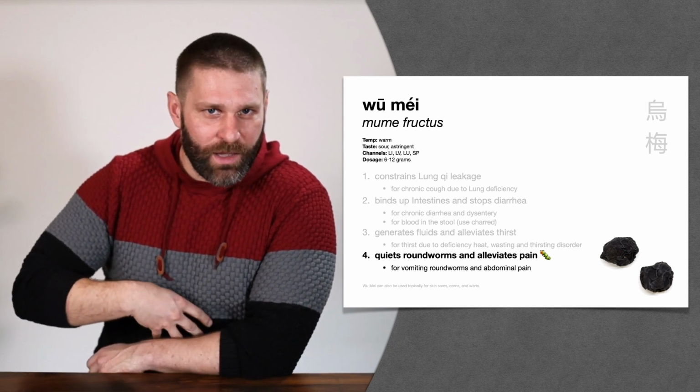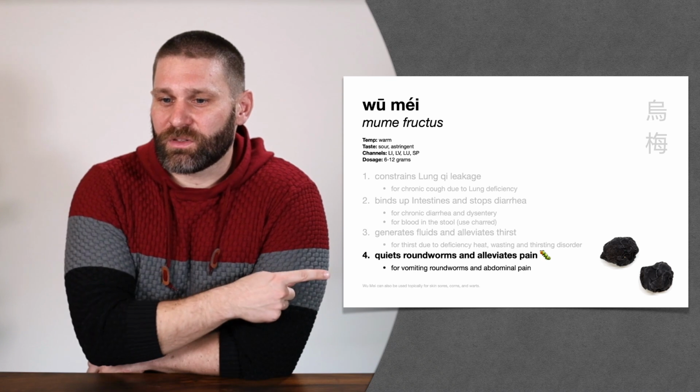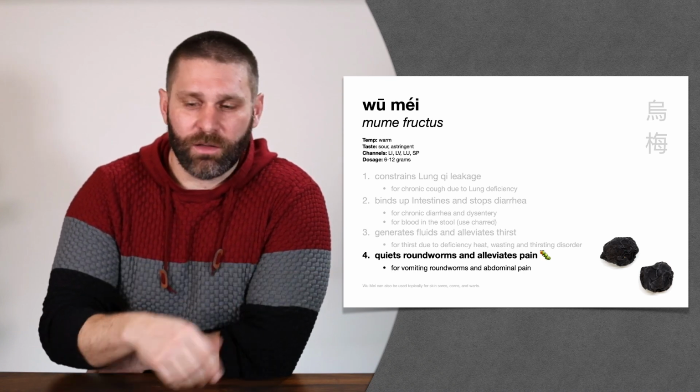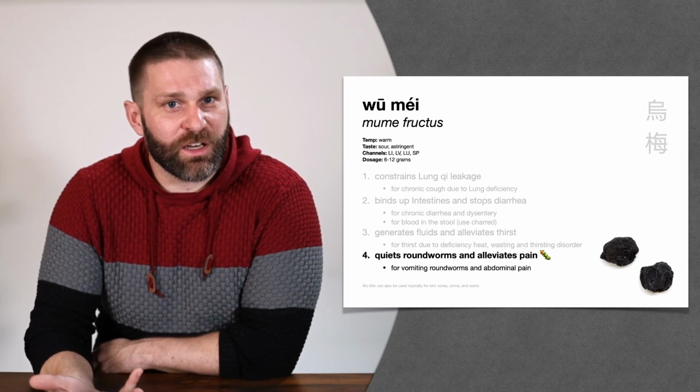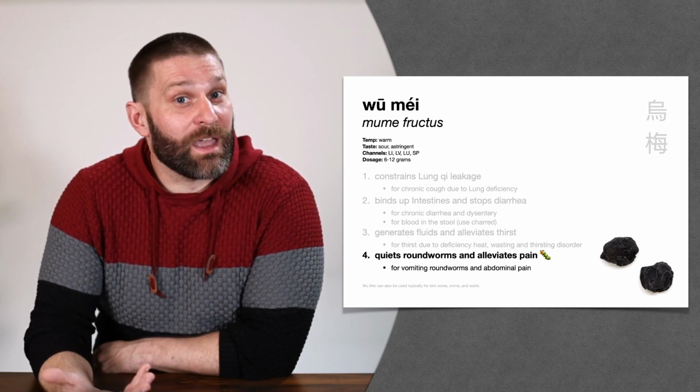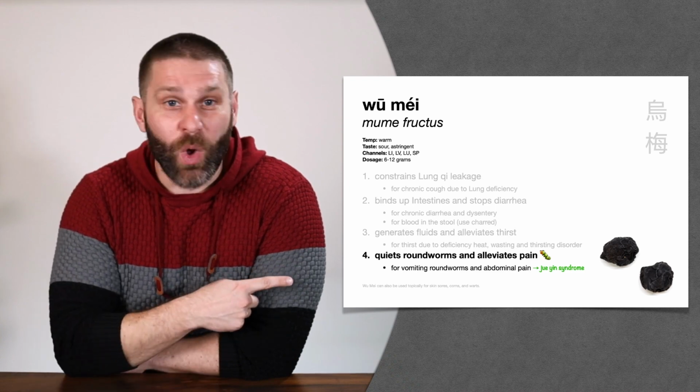So abdominal pain associated with roundworms. So this is for vomiting roundworms and the abdominal pain associated with it. So if you studied Shanghan Lun, you know this is a very famous symptom that's associated with Jueyin syndrome.